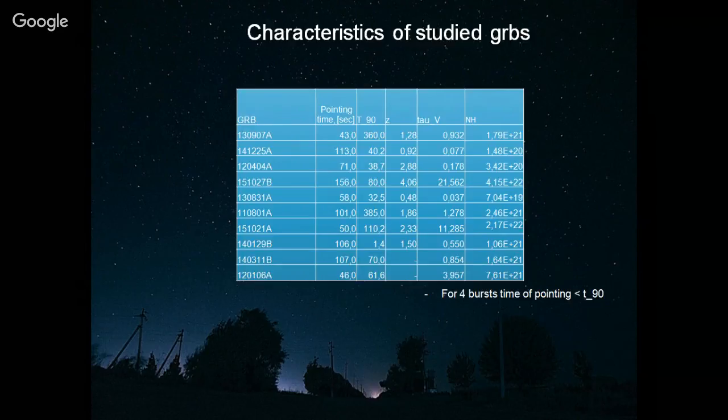So these are the characteristics used in this study. You can see the point in time, parameter 19. It is the MASTER point in time, yes? Yes, it's the MASTER point in time. I compared the MASTER point in time with parameter 19 of the gamma ray bursts to find the prompt gamma ray emission.